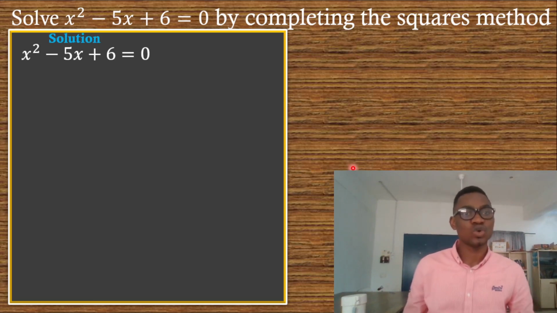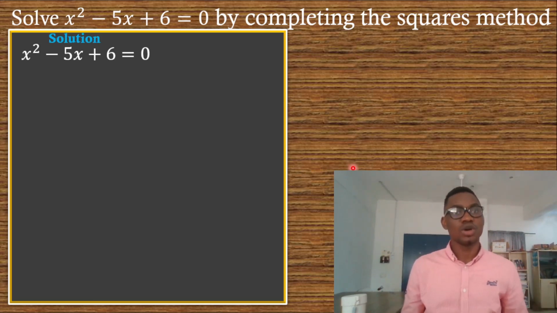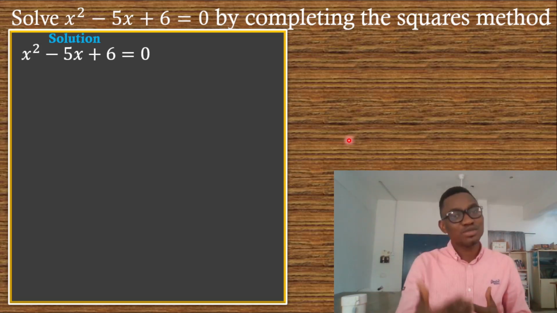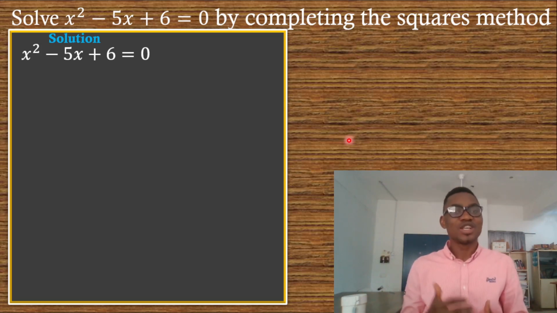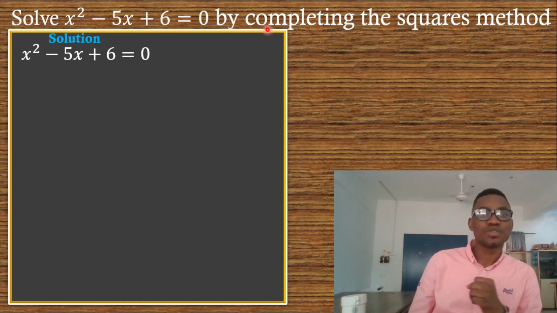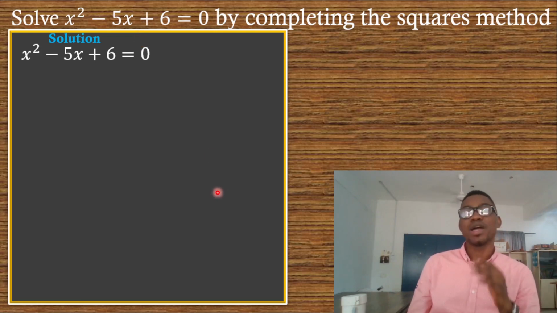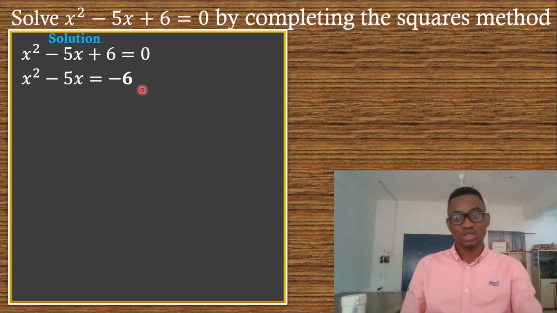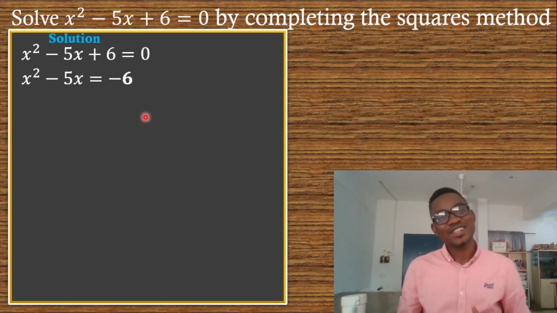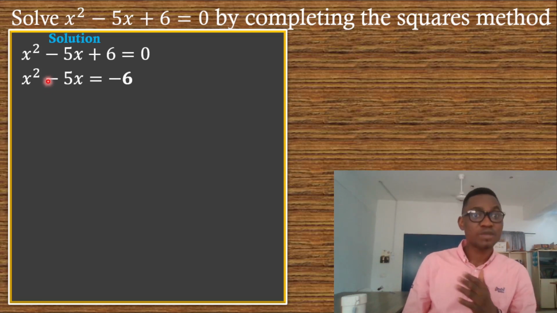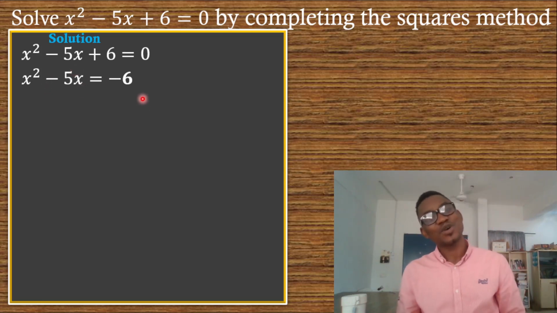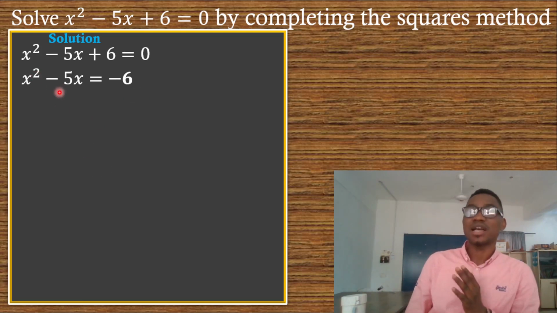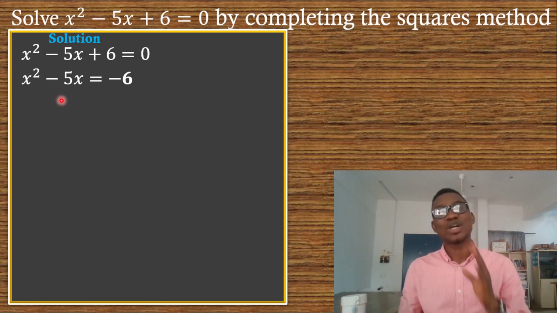All right, we have x squared minus 5x plus 6 equal to 0. If you have seen my video on the proof of the quadratic formula, you see the steps we followed in proving the formula. So the same steps will be followed in solving this particular equation by completing the squares method. As you know, the first step is to take the constant to the right hand side. All right, as you can see, the left hand side is x squared minus 5x and the right hand side is what? Minus 6.